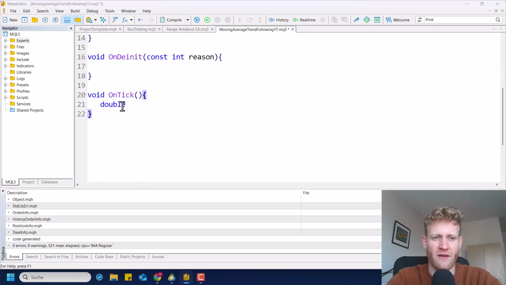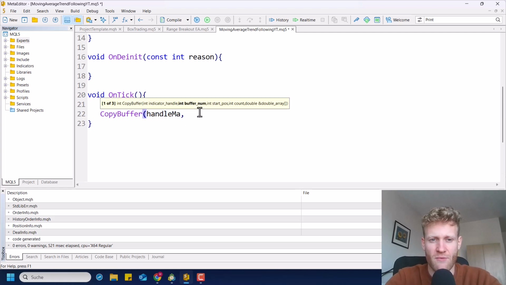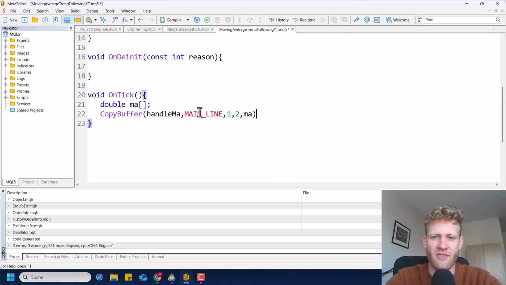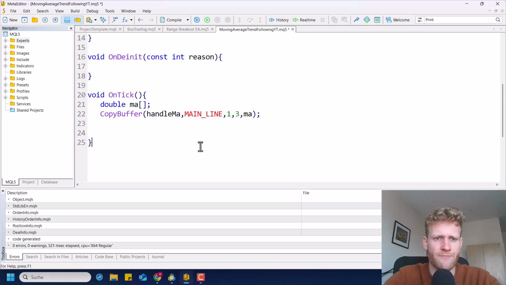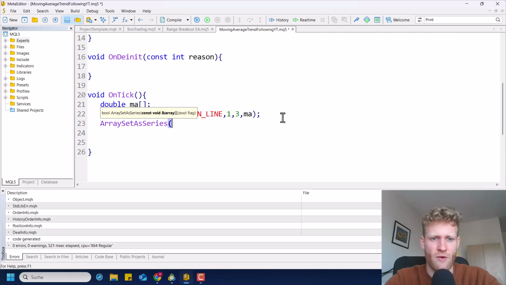Here we can get the moving average values now, and I use the CopyBuffer function for this, to get the values from our handle that we just created. We want to get from the main line because there is only one line. Then we start at index 1 and we have a count of 2, let's say, and store it in the moving average array. Oh wait, do we get 2 or 3? I think I get 3 values here. And maybe we also want to set this array as series to make it easy to work with it.